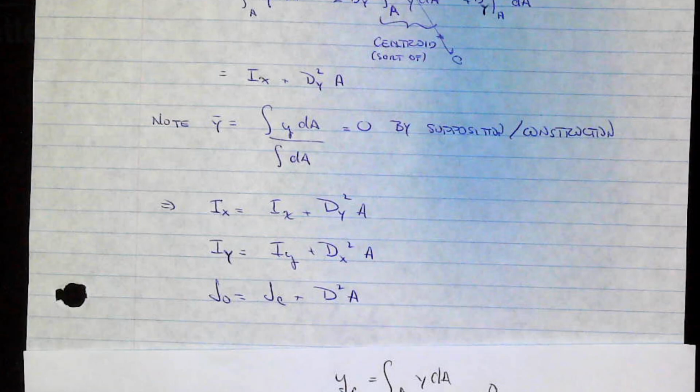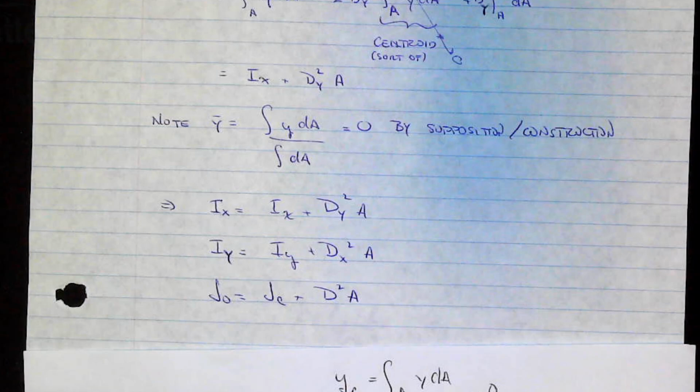So the key is that this is at the centroid. So Ix, where x goes through the centroid of the object, plus d squared to get to the new axis, A. And when we get to doing masses, what's it going to be? To move to a new axis, it'll be d squared to the next axis, m. Very, very similar. All right. So that's what we were just describing right here. Okay. And so to summarize this, we get the following.